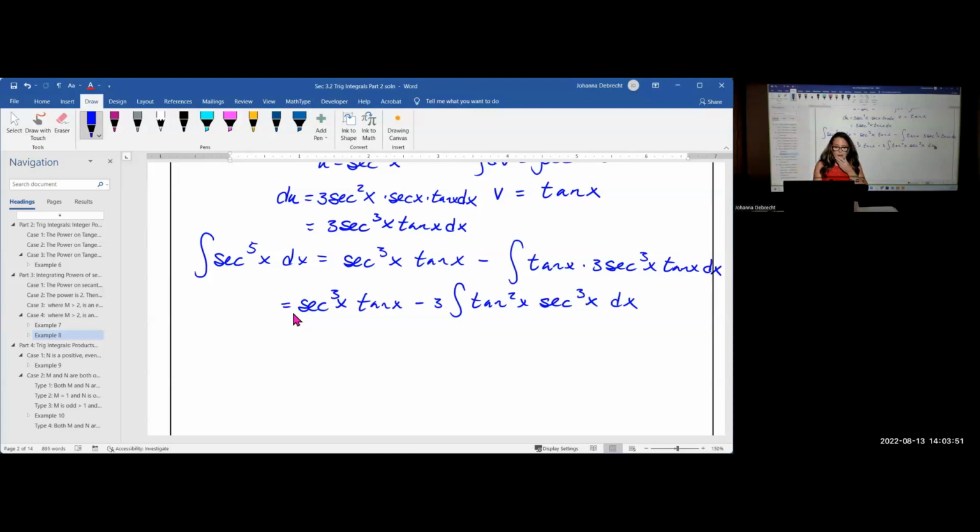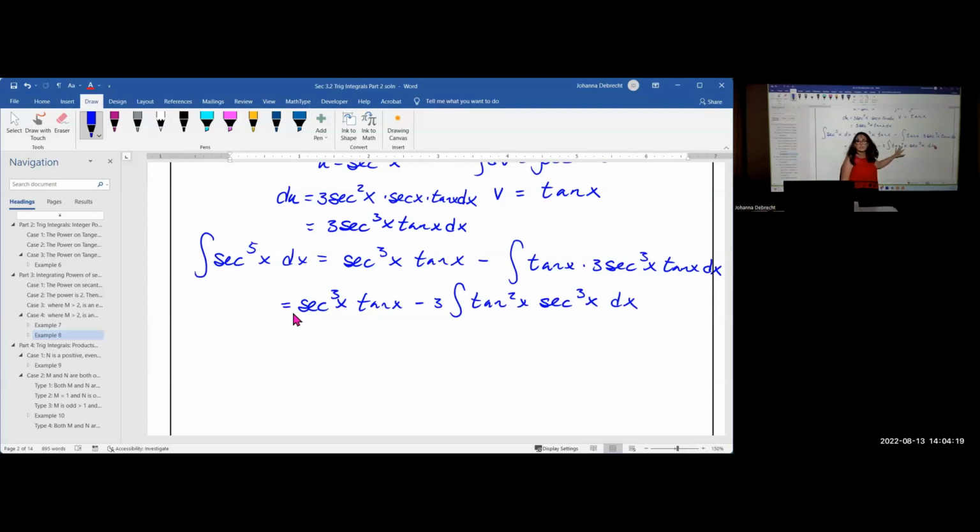So what would be our next strategy? I mean, what would you do here? What would you convert? Well, I've got secant cubed of x. I could pull off 2 and convert to tangent, and then I'd have 1 secant by itself. But secant by itself is not the derivative of anything, so it can't be a du. So that's a bad option. I don't want to do anything with this.